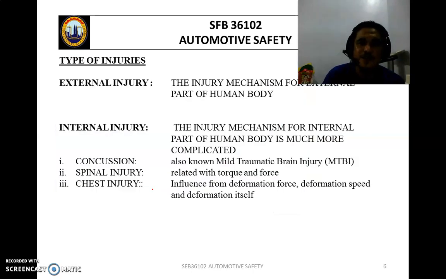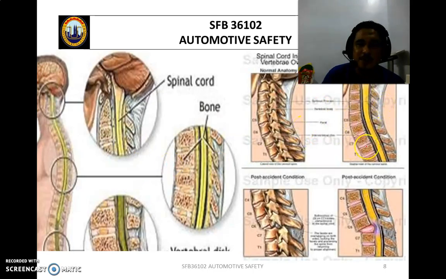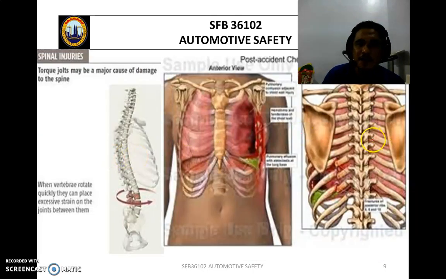Okay, so in terms of injury, we have two types of injury: external injury and internal injury. For the injury mechanism, external injury is for the human body part, for example broken bones. For internal injury, we have three types: concussion, spinal injury, and chest injury. So this is the example of the concussion, spinal injury, and chest injury.